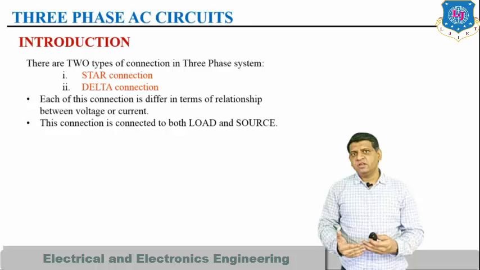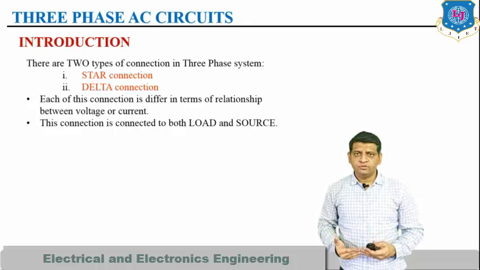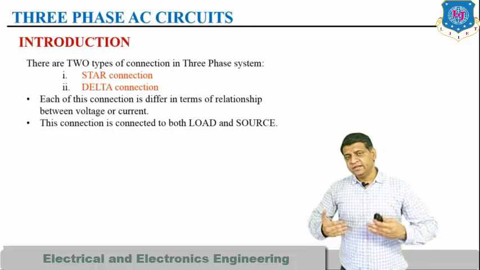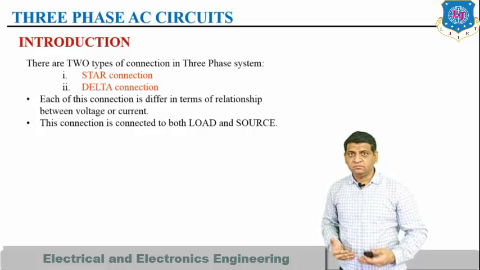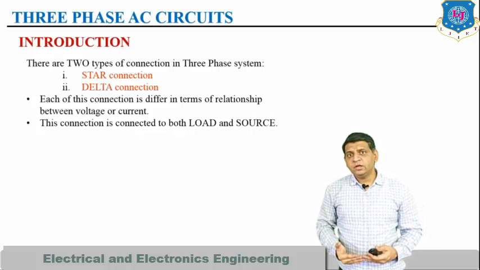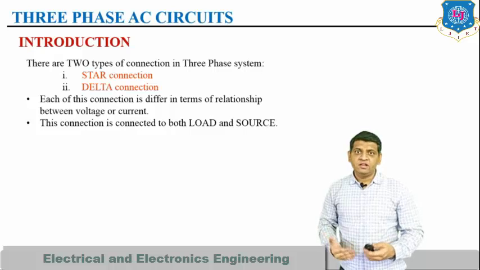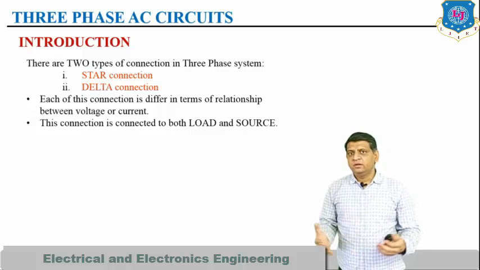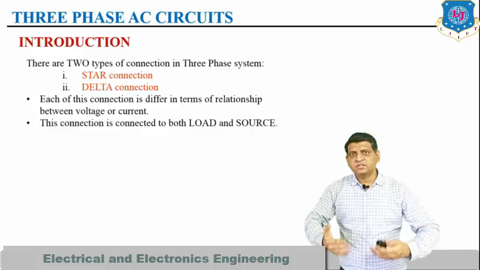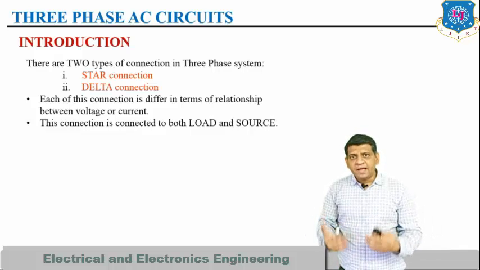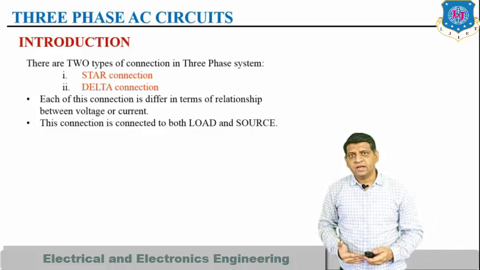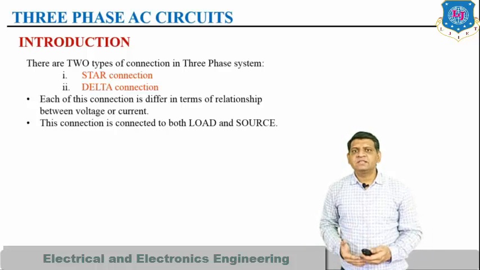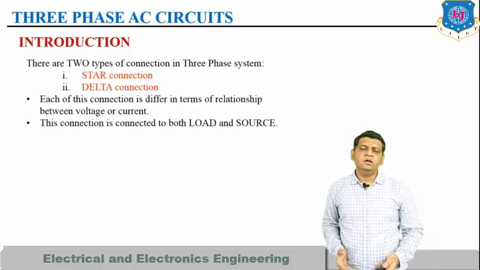If your generation is in a star connection of three-phase AC signal, or a delta connection of three-phase AC signal, then your distribution at the load is also star or delta. Likewise, you need to understand. We always have to design a balanced distributed electrical circuit where source and load are both in a star connection or both in a delta connection.